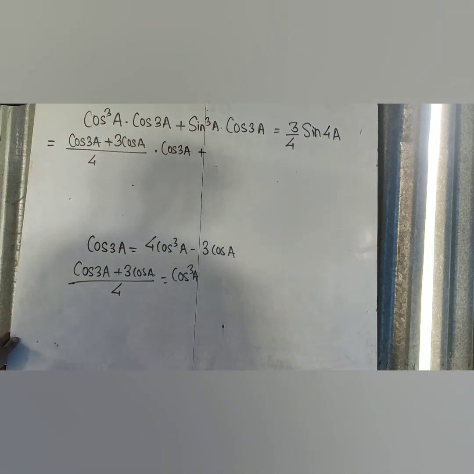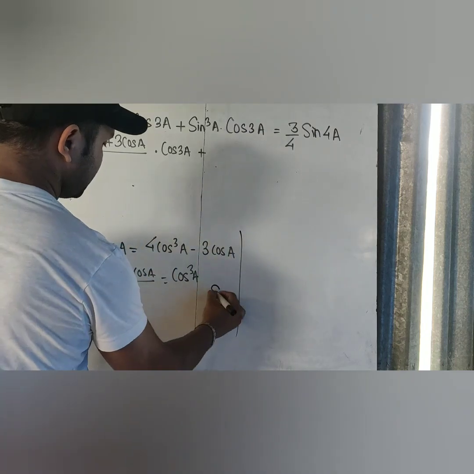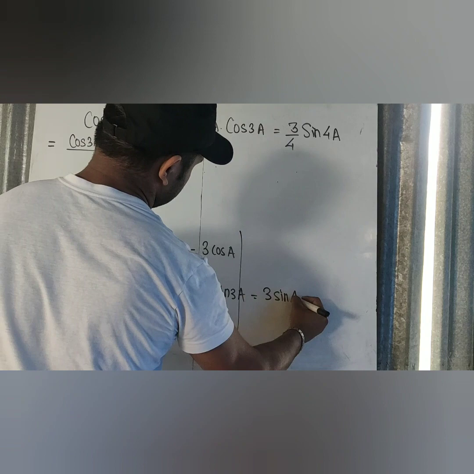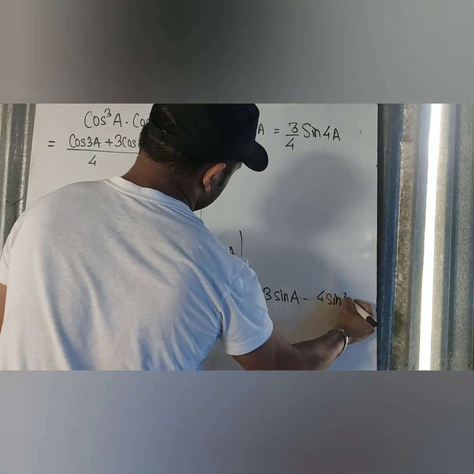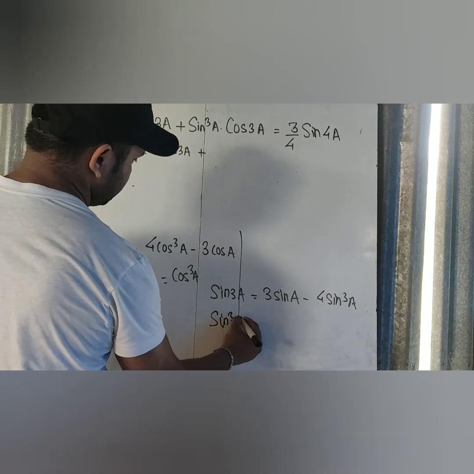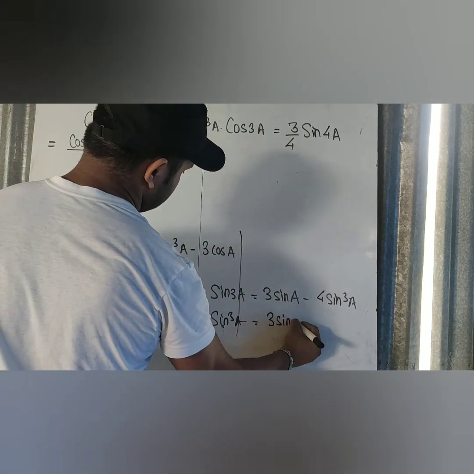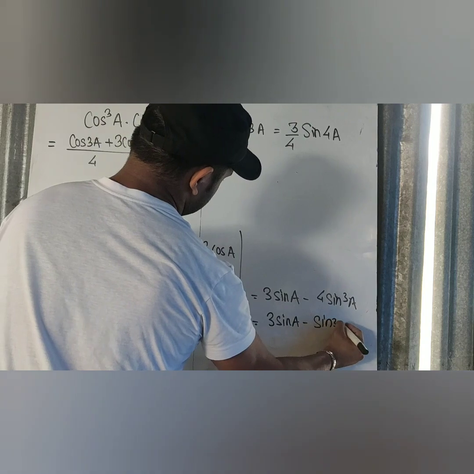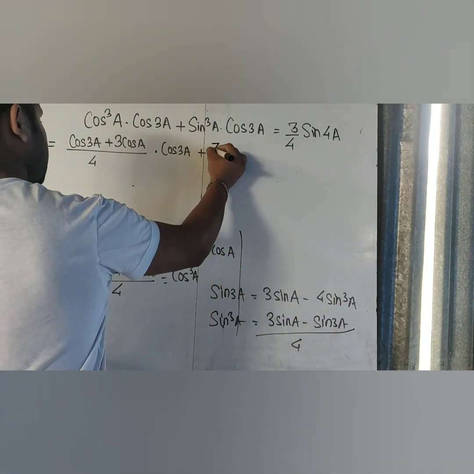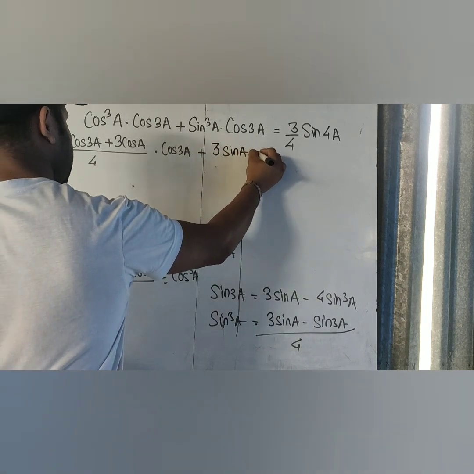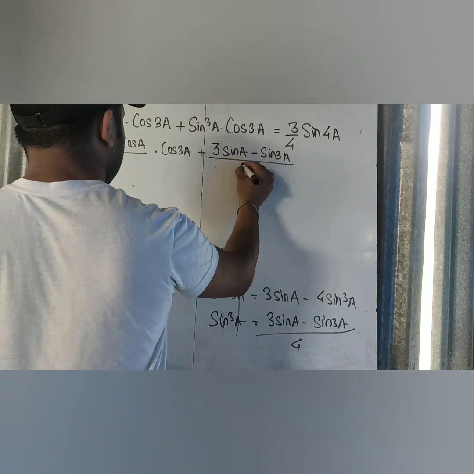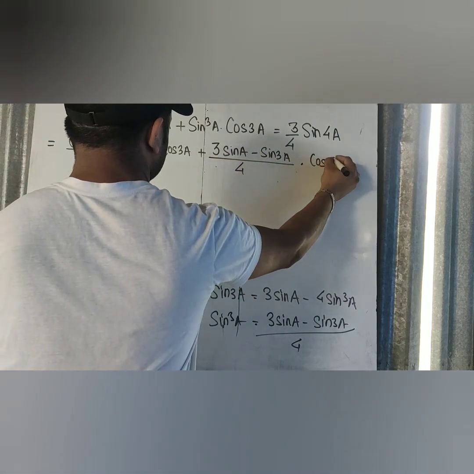Now you also have the formula of sin cube a. So we have the formula of sin 3a: 3 sin a minus 4 sin cube a. Now when you solve the formula, we get that sin cube a equals 3 sin a minus sin 3a by 4. We get the formula of sin cube a this way. So the formula of sin cube a is 3 sin a minus sin 3a by 4, into cos 3a.